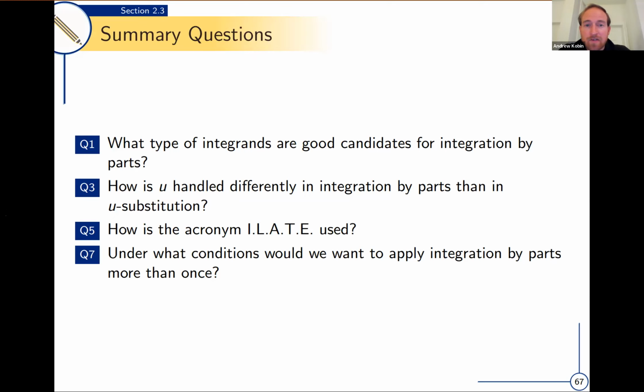First, what type of integrands, the functions under an integral symbol, are good candidates for integration by parts? How is u, the symbol u in our integration by parts formula, handled differently than it is in u substitution, the other place we use the letter u? How is the acronym ILATE used in integration by parts? And finally, under what conditions would we want to apply integration by parts more than a single time? I'll leave those to you to think about.